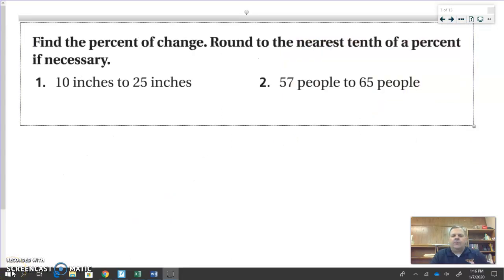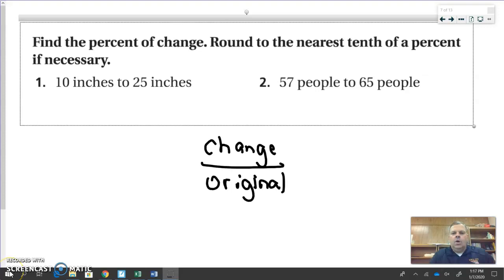Please find the percent of change on these increases. Round to the nearest tenth if necessary. Please pause the video, allow the students a couple minutes to do that, and then restart it, and I'll have answers. Thanks. Hopefully you had time to find the percent of change.